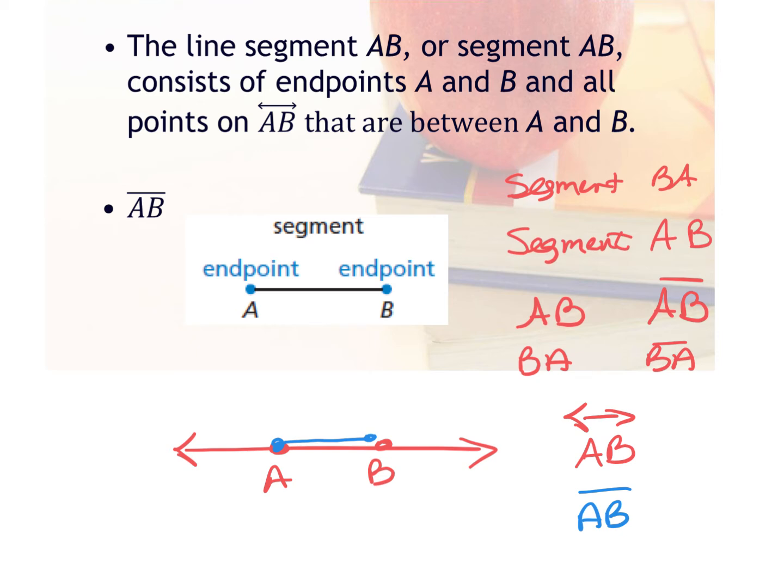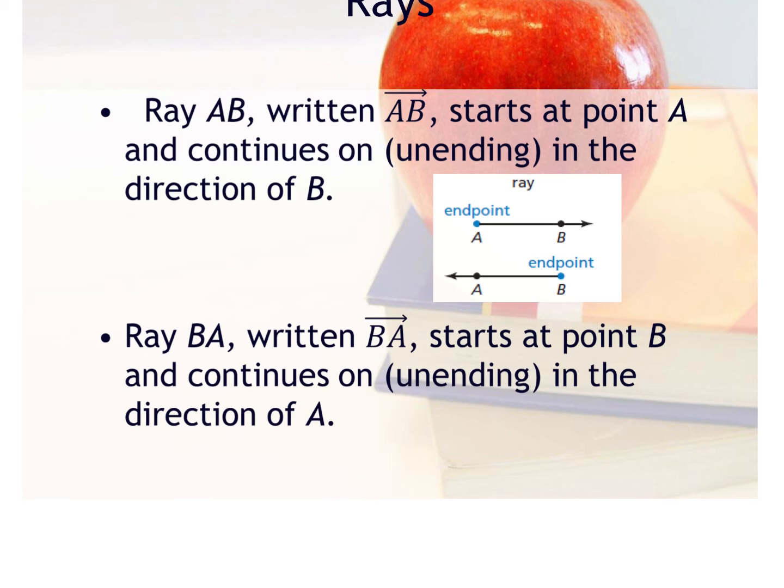The next term we're going to talk about, the ray. The order matters here. You can't switch them up. So for a ray, the first letter is going to be the starting point or the endpoint. The second letter, when we name a ray, is going to be the end of the ray that keeps going. It's going to be the letter that's close to the arrow.